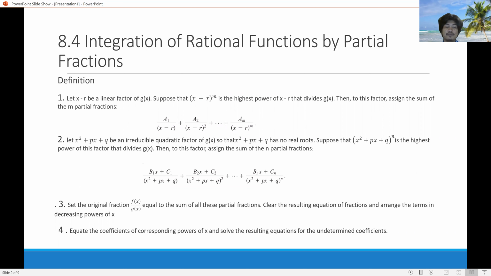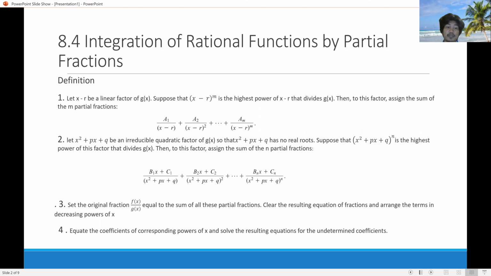Definition 1. Let x minus r be a linear factor of g of x. Suppose that (x minus r) to the power of m is the highest power of x minus r that divides g of x. Then to this factor, assign the sum of partial fractions: a1 over x minus r, plus a2 over (x minus r) squared, plus, until, am over (x minus r) to the power of m.